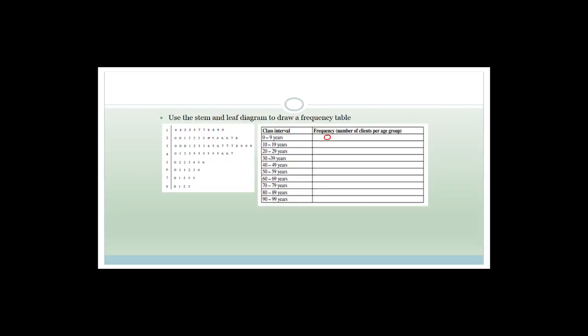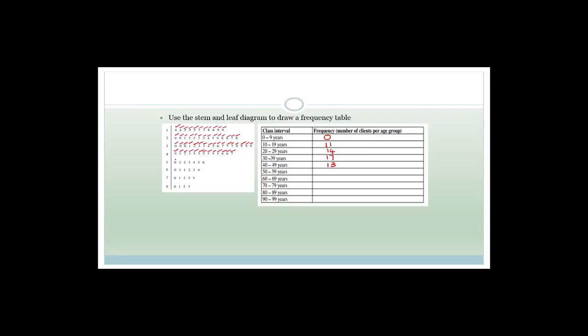Okay, so in the 10 to 19, we've got 11. In the 20 to 29 group, we've got 14. In the 30 to 39 group, we've got 17. In the 40 to 49 group, we've got 13.